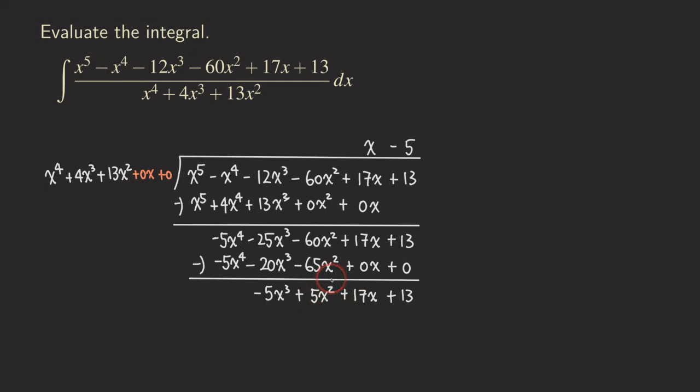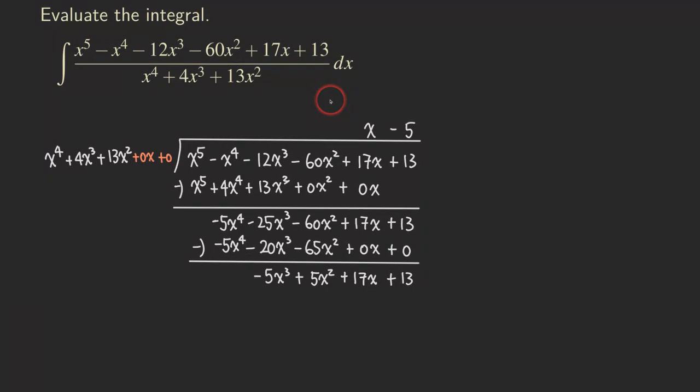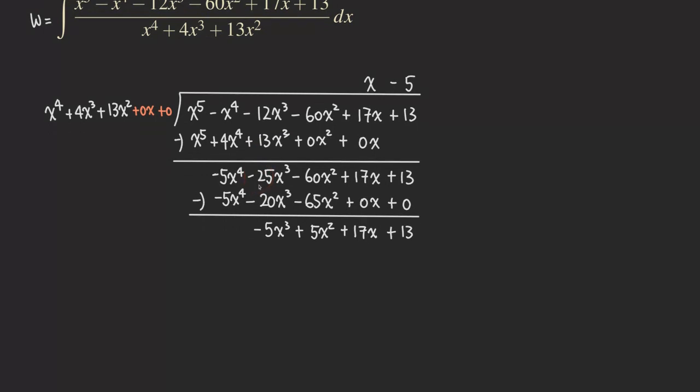So now that means we can rewrite this original integral. We can actually give this integral a name. So we can just call this one W, right? W stands for Wilson. So let's just use W.